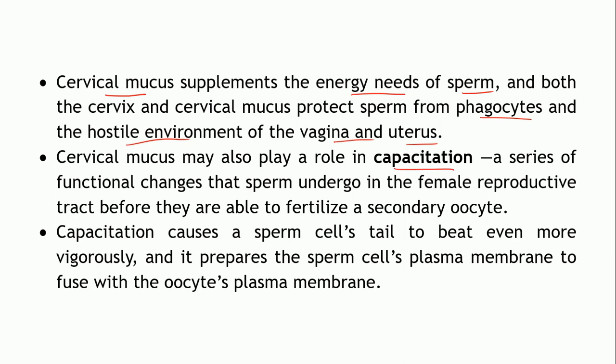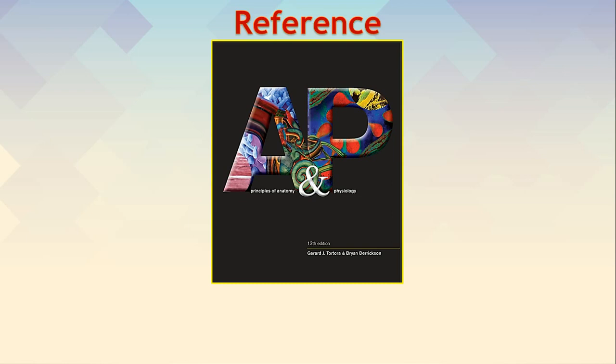It also helps in capacitation. Remember, capacitation is a series of functional changes which the sperm undergo in the female reproductive tract just before they can fertilize the secondary oocyte. Capacitation causes the sperm's tail to beat even more vigorously so that it reaches the secondary oocyte at a faster rate. It also prepares the sperm cell's plasma membrane to fuse with the oocyte plasma membrane. Remember, in fertilization, once penetration takes place, the plasma membranes must fuse, and later the nuclear material also fuses together, right? So capacitation is a process which increases the chances of fertilization. So this has to do with the uterus and the cervical mucus.